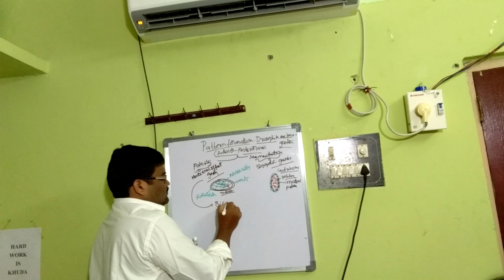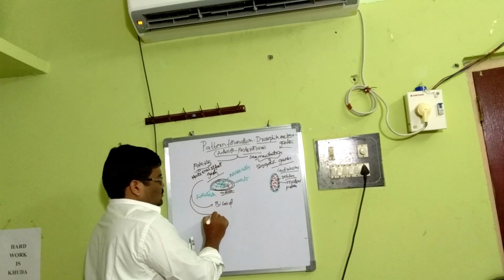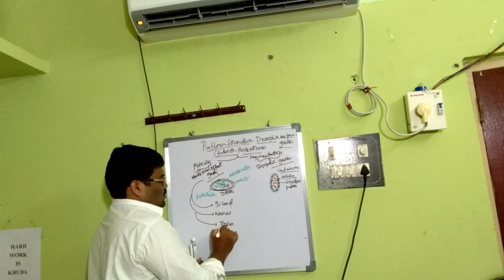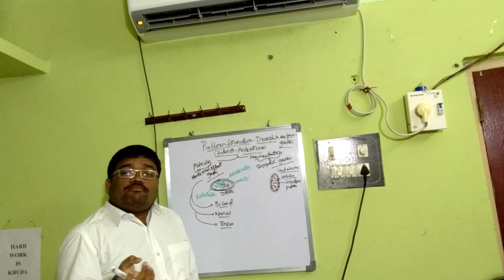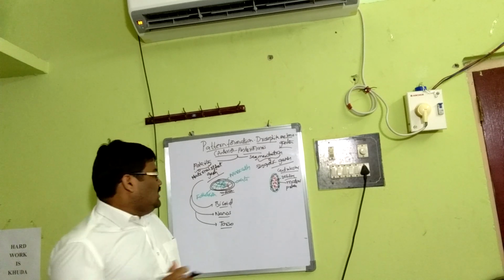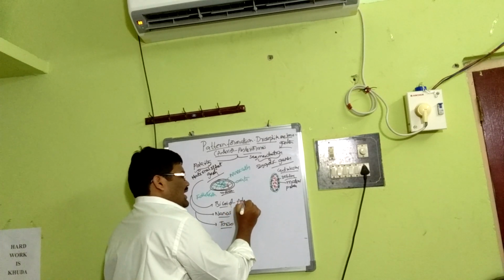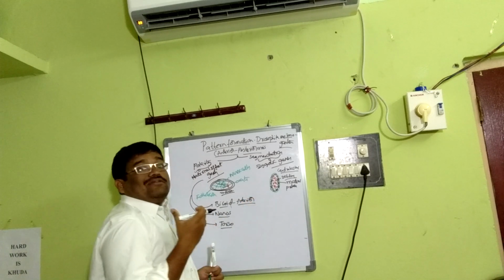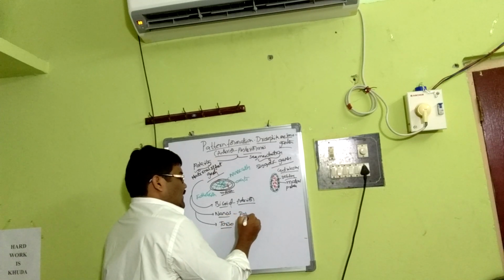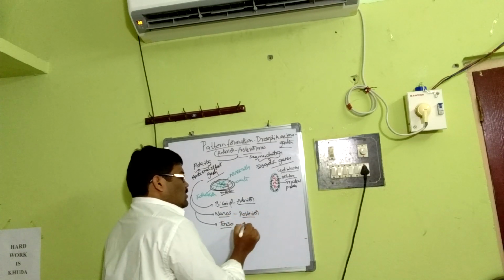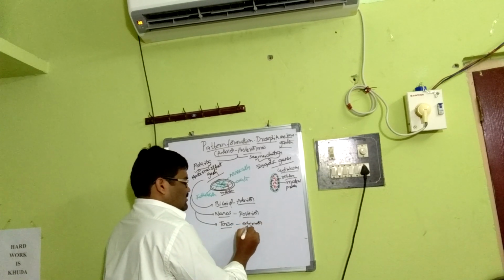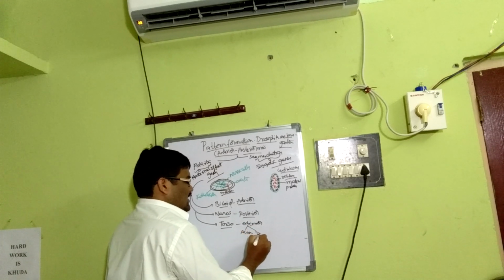Bicoid, nanos, then torso. There are three classes of maternal effect genes: one, bicoid, two, nanos, and three, torso. Here, bicoid genes are responsible for the anterior part. Let me say the anterior end. They will take care of the anterior end. Nanos, the posterior. Torso, the extremities of anterior and posterior, say in the form of acron and telson.